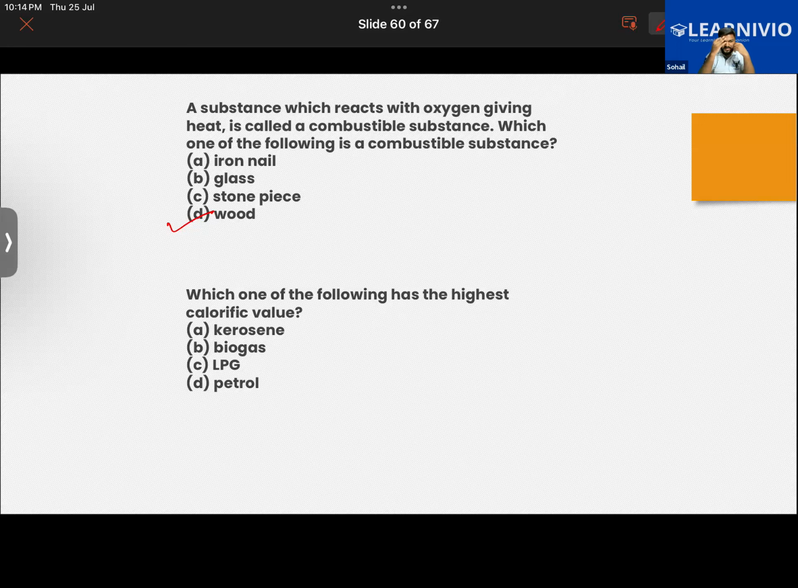Have you memorized that table? You're saying petrol or LPG, by the way? LPG. Good. Then that is correct.